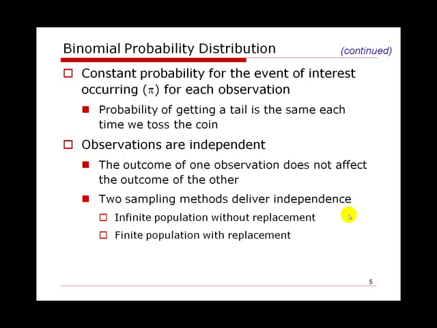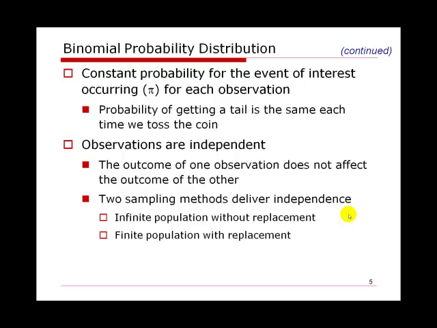The third requirement is that the probability for the event of interest occurring for each observation should be constant, which means the probability for the event of interest occurring should be the same for each observation. Just like when we toss a coin, it doesn't matter how many times we toss a coin, the probability we get a head is always 50%. Same in the rolling dice example. It doesn't matter how many times we roll the dice, every time the probability we receive a 6 is 1 out of 6.